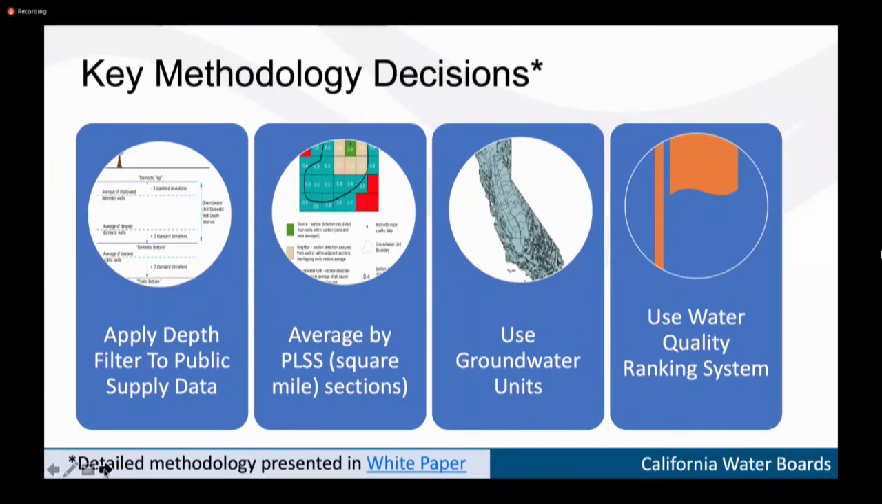The first key decision that we made was to use a depth filter, and this allowed us to include more data than just domestic well records. As has been alluded to many times during this day, there is no existing complete data set of domestic well water quality or state small system water quality. And so we wanted to leverage the much larger public supply water quality data set in this estimation. But to do that, we had to only take data from public supply wells that were at a depth that domestic wells were also accessing.